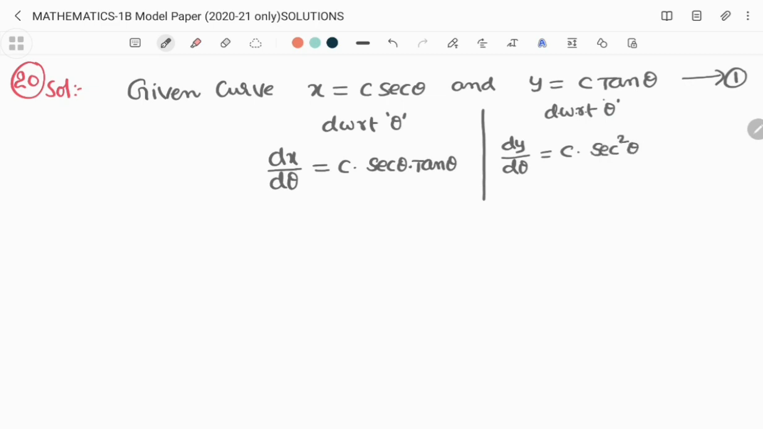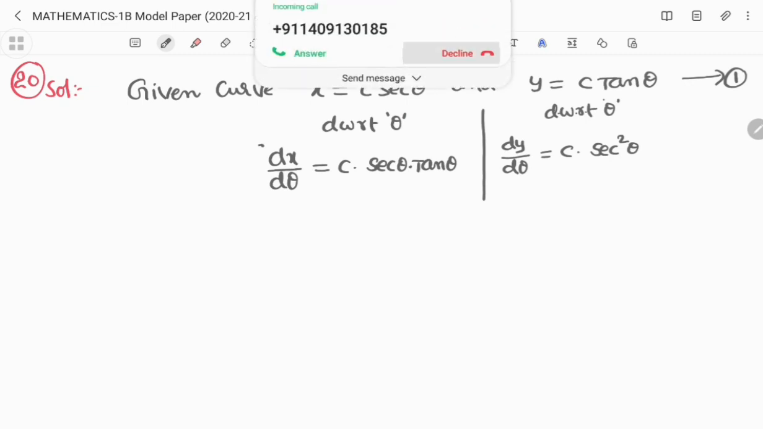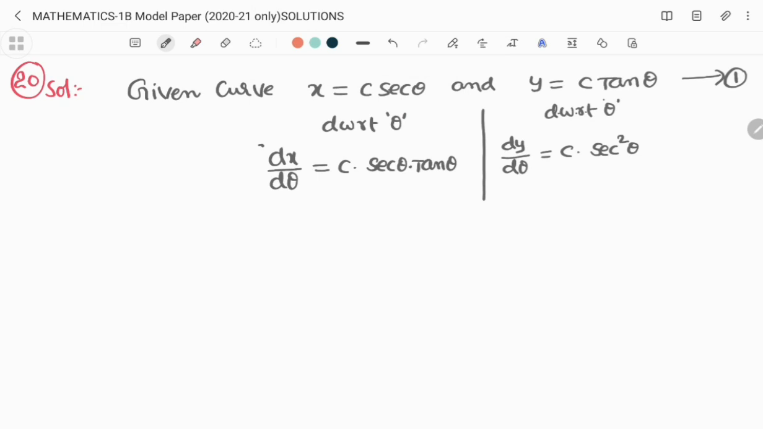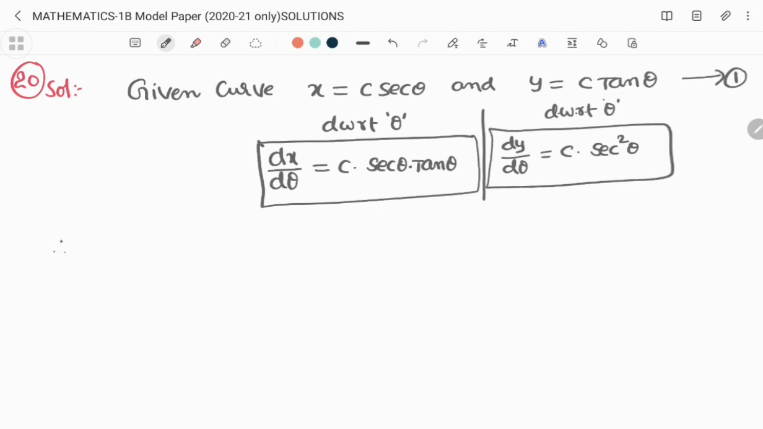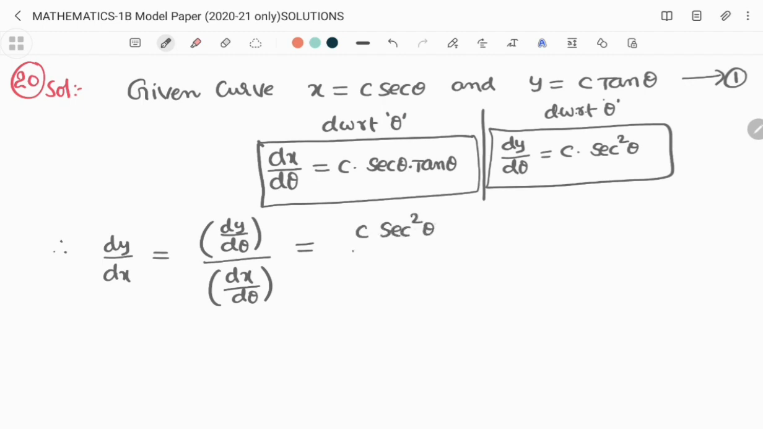After getting the values of dx by d theta and dy by d theta, we need to find dy by dx. So therefore, dy by dx is equal to dy by d theta whole divided by dx by d theta. That is equal to c into secant square theta divided by c into secant theta into tan theta. So c gets cancelled, one of the secant theta gets cancelled.